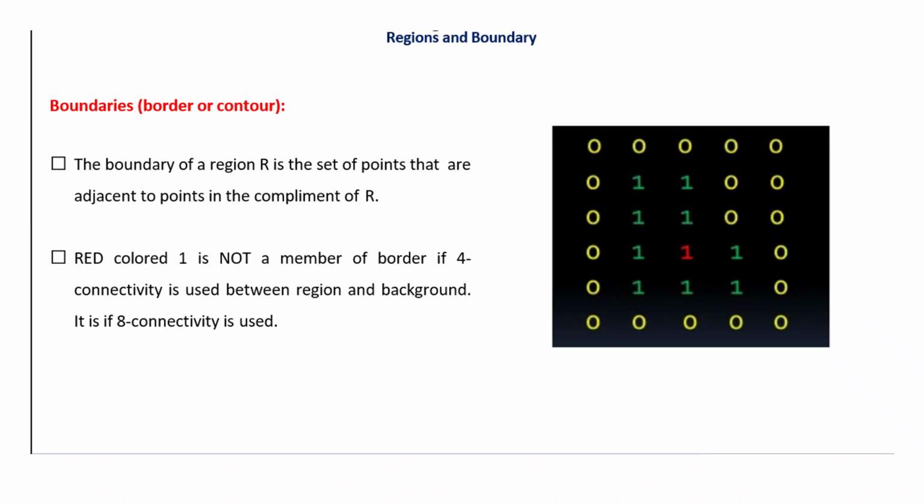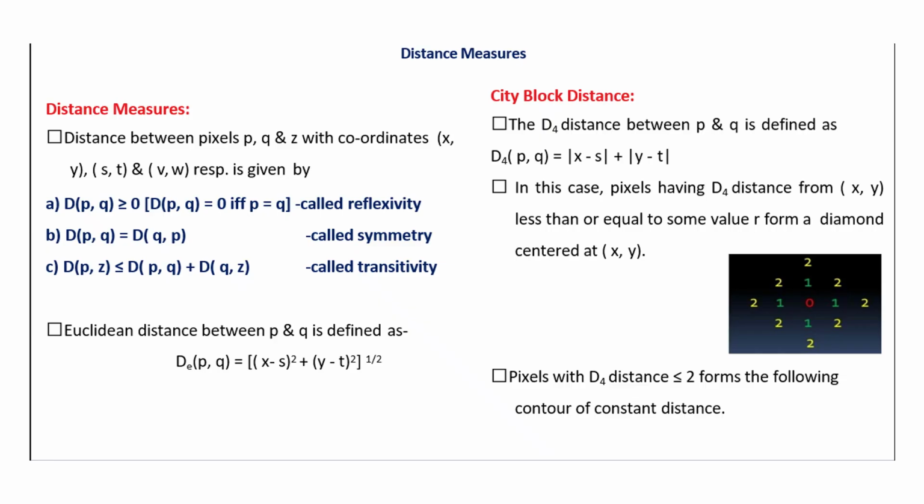So the red colored one is not a member of the border if 4 connectivity is used between region and background. It is, if 8 connectivity is used. Then comes distance measure. Next, we will see about distance measures. Some of the basic distance measures are city block distance and Euclidean distance.